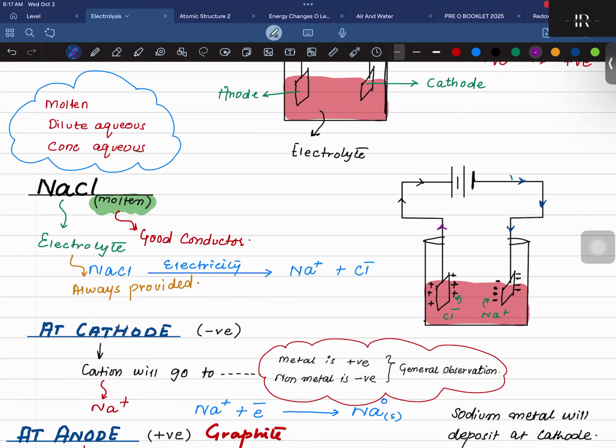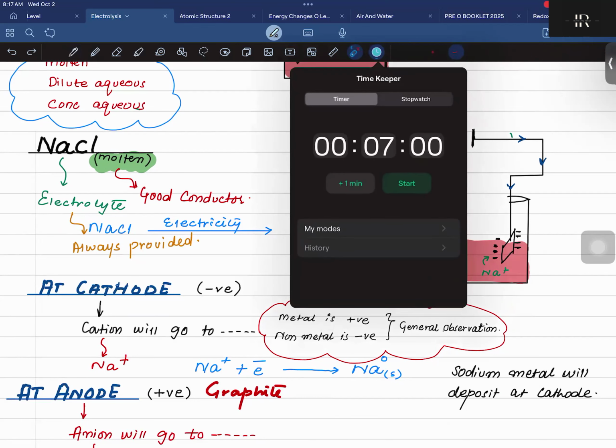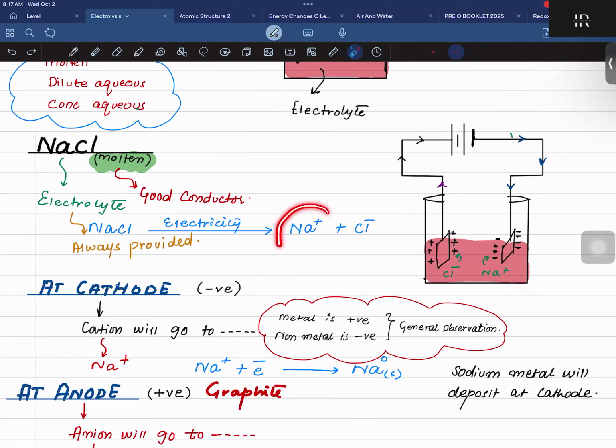Molten means there is no water, and in a molten state, the compound is a good conductor of electricity. So when you provide electricity to the sodium chloride, it would be breaking down to give you Na positive ion and Cl negative ion. Always remember, in any compound, the first part is positive and the second part is negative.